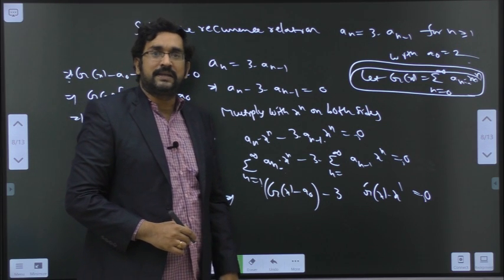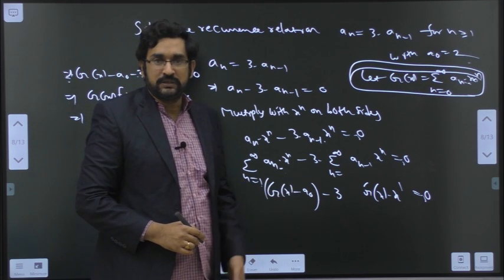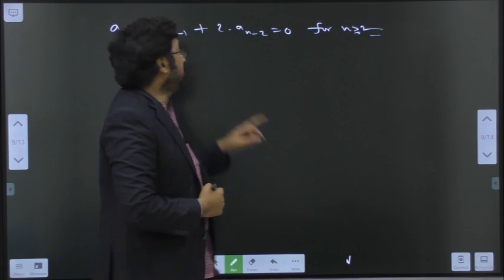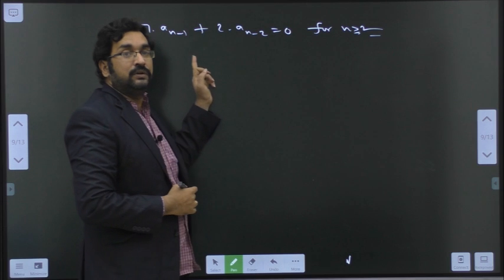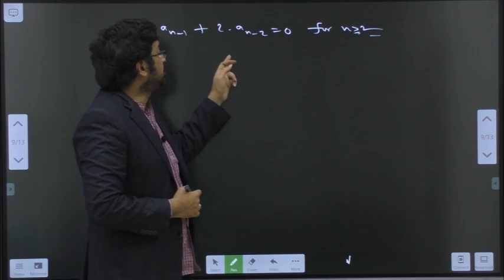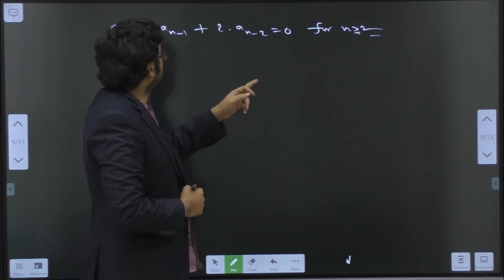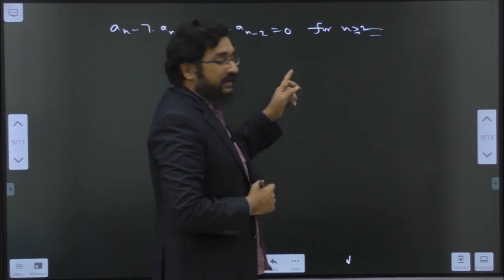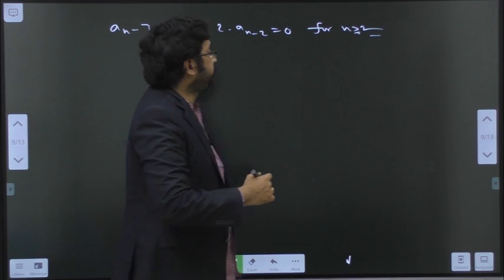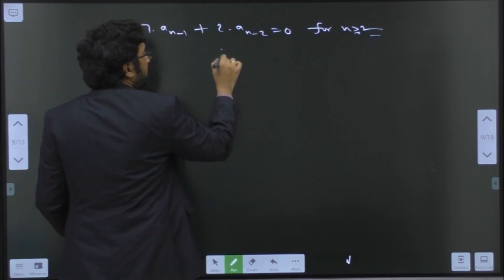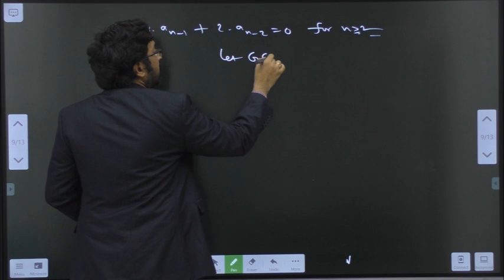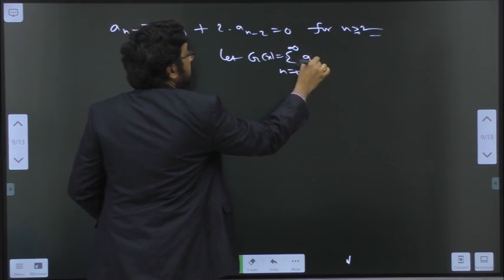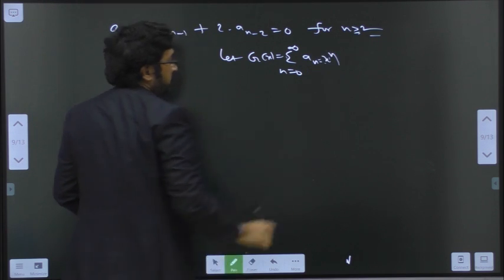Now take one more example on solving recurrence relation using generating function. Now solve the linear recurrence relation an minus 7 into an minus 1 plus 2 into an minus 2 equal to 0 for n greater than or equal to 2. So for every problem, first we will assume let g of x equal sigma n equal to 0 to infinity an into x power n.